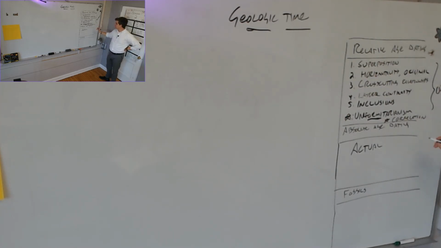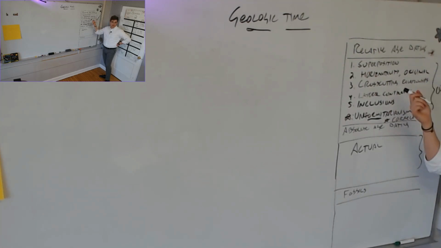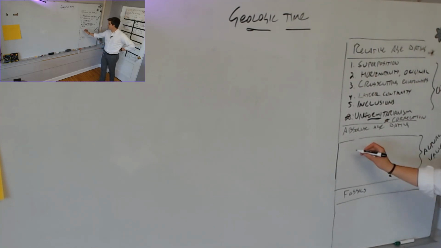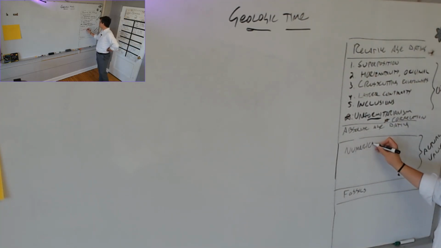This one's all about comparison, not, as this one would be, Kyler is 5'6". Kiera is 5'6" would be an absolute height. Kiera is taller than Kyler is a relative height. In this one we're comparing, and in this one we're giving an actual value. So if we're talking about absolute age dating, we're talking about actual values, numerical ages of rocks or fossils.